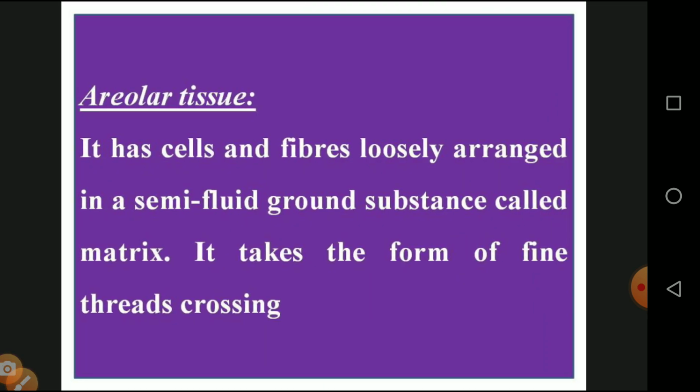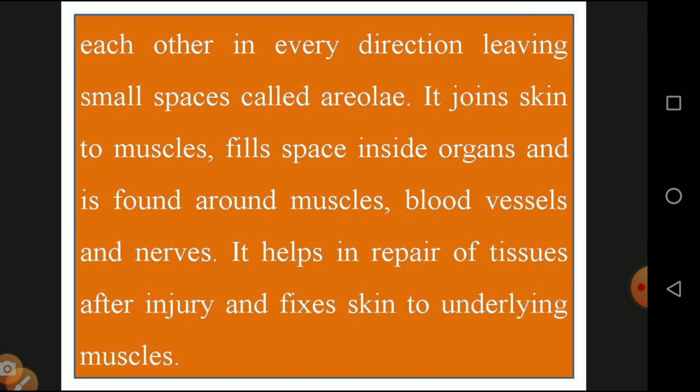Areolar tissue is fibrous and loosely arranged, with a semi-fluid ground substance called matrix. It has fine threads crossing each other in every direction, leaving small spaces called areolae. So in our body there is some kind of fluid-like substance in which cells are loosely arranged. These loosely arranged cells are called areolar tissue.